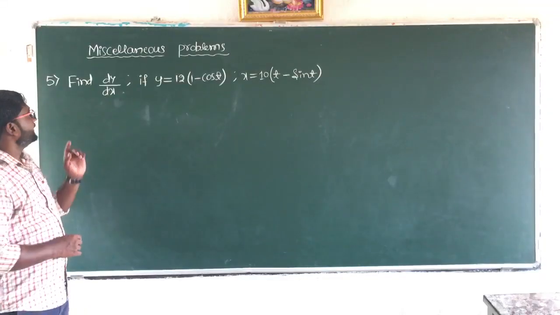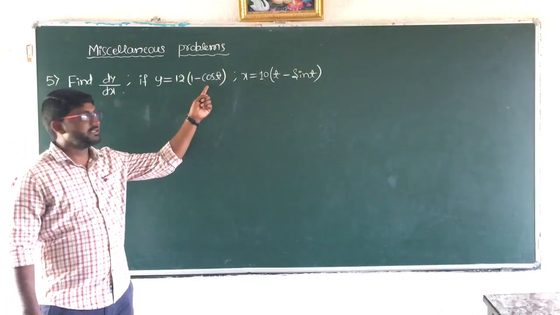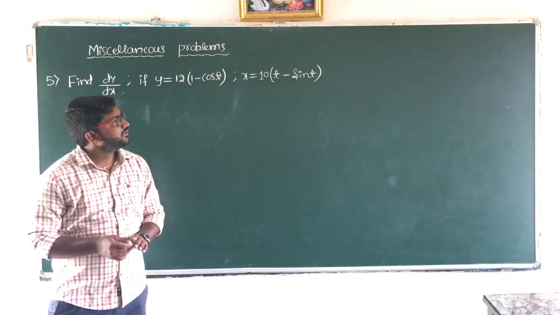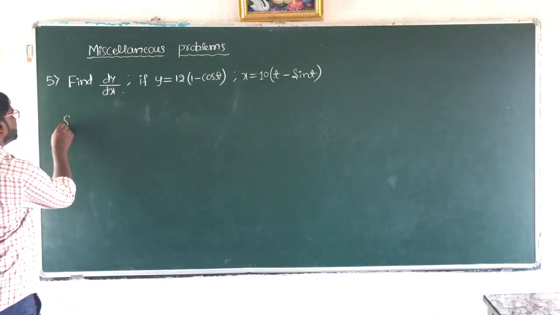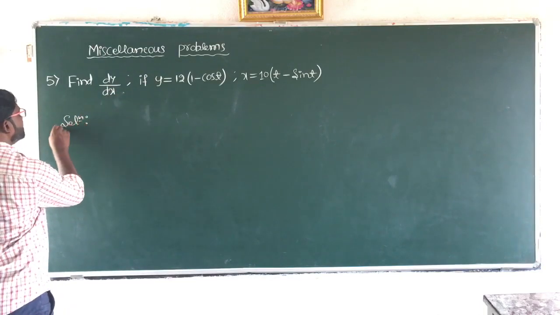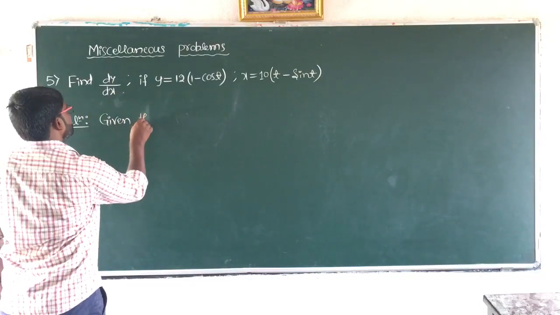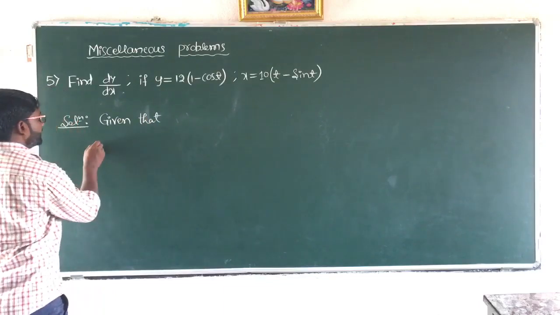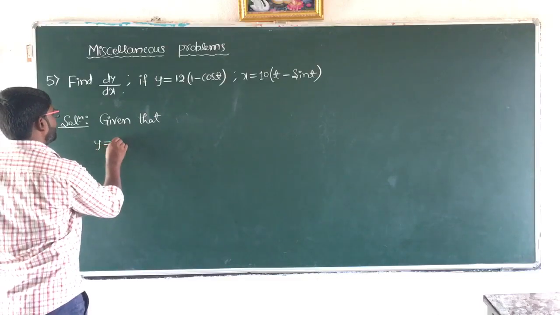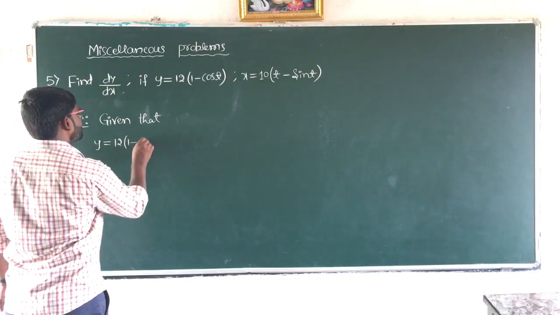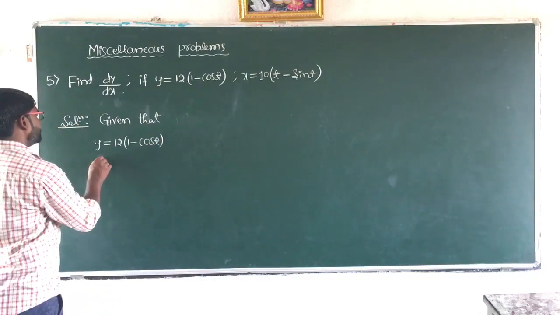The fifth question is: find the dy by dx if y is equal to 12 into 1 minus cos t and x is equal to 10 into t minus sin t. So these are the parametric forms. See here. Given that, I will take y first: y is equal to 12 into 1 minus cos t. Now differentiate with respect to t.